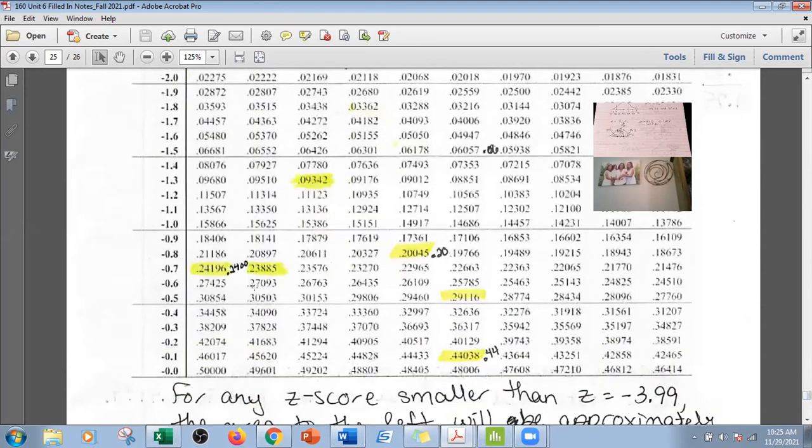So 0.35, we're getting pretty close. It looks like it's right between these two values. Now we have to see which one we are closest to. So let's take 0.36317 and let's subtract 0.35, and I'm going to note the difference.